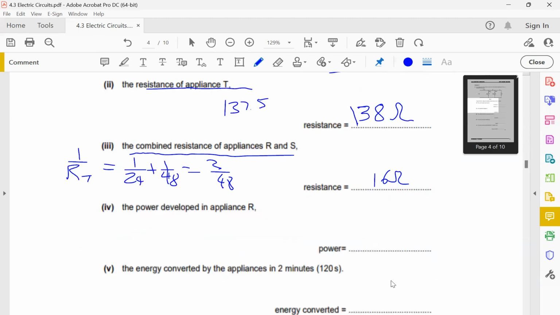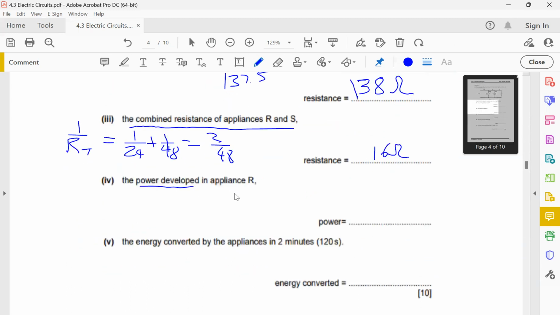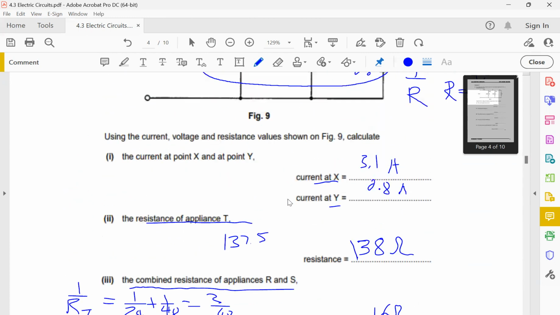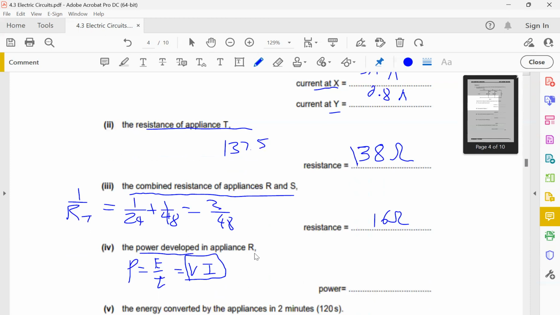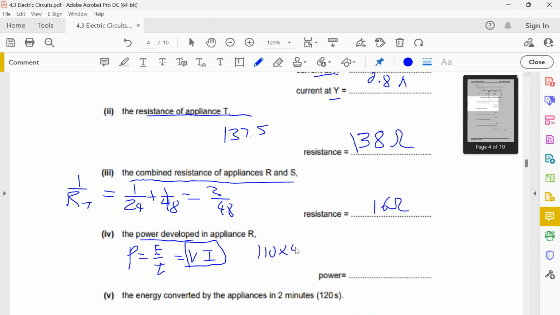Okay, very straightforward. And from here, they ask you to find the power developed in appliance R. Right, power is either going to be energy over time, or it's going to be VI, right? Which obviously is this case here, right? V and I of R is how much? V is still 110, right? I is 4.6, right? So power will be equal to 110 times 4.6, which will give you 506 watts. Okay.